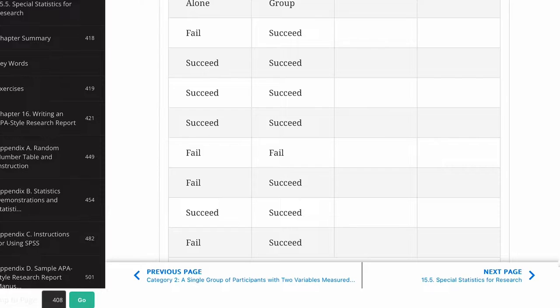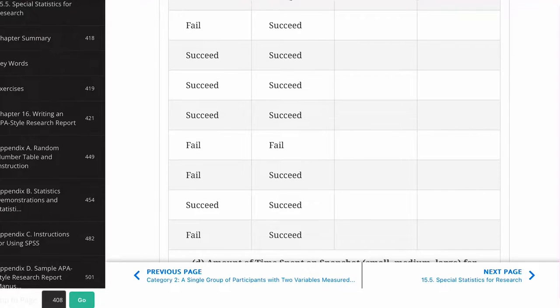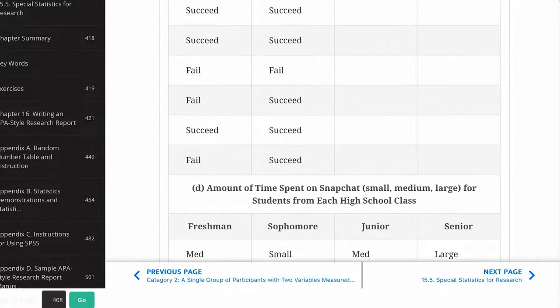So did they work alone or did they work in a group? We're comparing those 2 on fail or succeed. So this is that nominal data, the data that would have to be coded 0, 1. And for that kind, we would have to use a chi-square test of independence with that matrix of frequency distribution that we talked about.